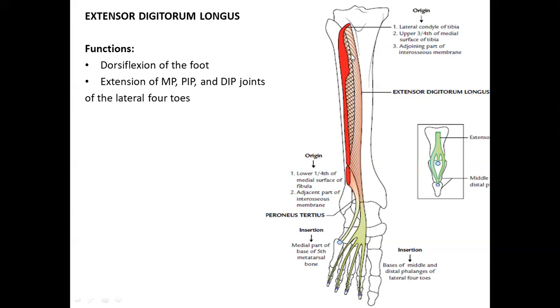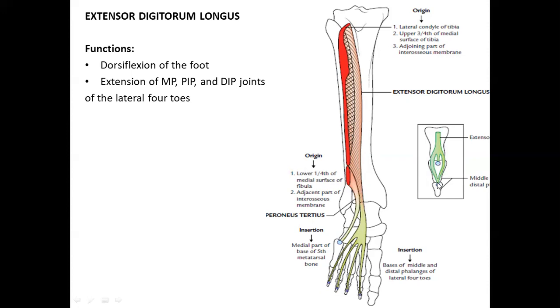I'm so sorry. So it arises from the lateral condyle of the tibia, upper 3/4 of the medial surface of the tibia, and adjoining part of the interosseous membrane. This one. It goes and it is attached to the middle and the distal phalanx of the lateral 4 toes by the tendons. So it is attached here to the middle. You can see here the middle and the distal phalanx of the lateral four toes.